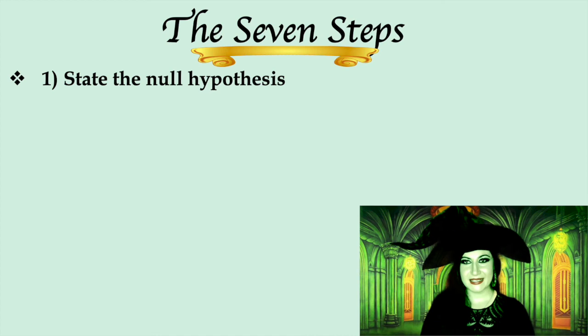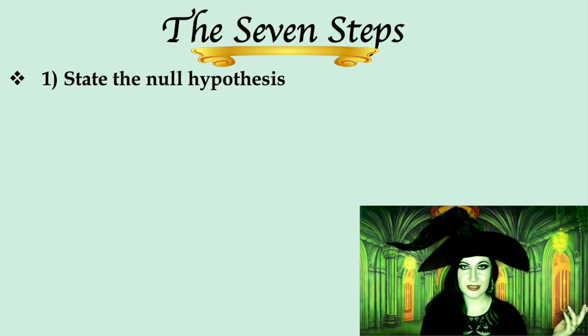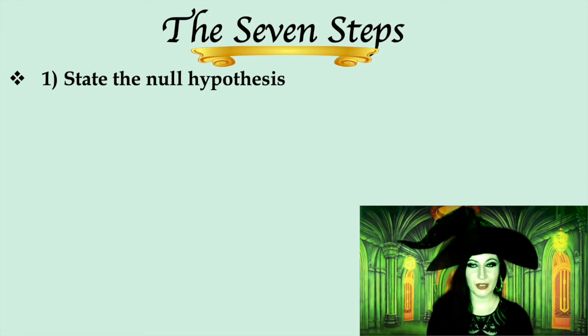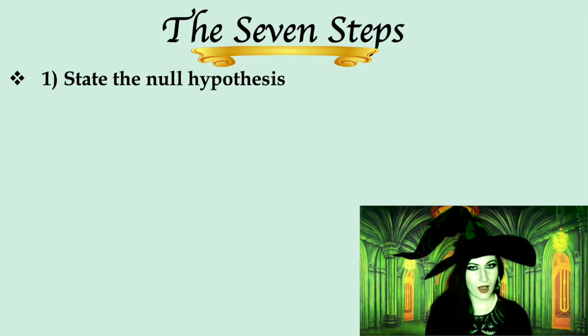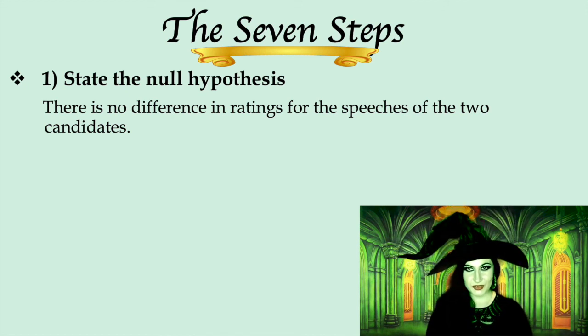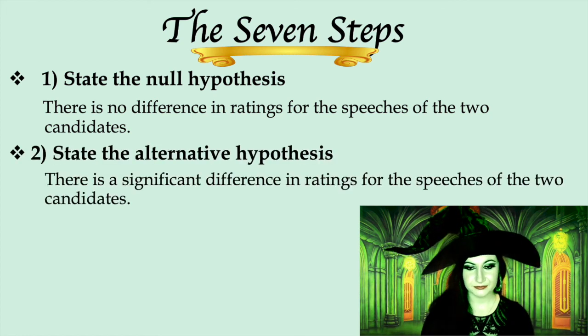So step 1, state the null hypothesis. Well, again, this was all about a speech that I gave compared to the speech that Glinda, my sister, gave, and we wanted the people of Oz to vote for which speech was more effective to ultimately determine who is the rightful leader of Oz. So, the null hypothesis would be that there is no difference in ratings for the speeches of the 2 candidates, right? The null hypothesis says that the 2 groups are the same. If groups are the same, then there are no differences.